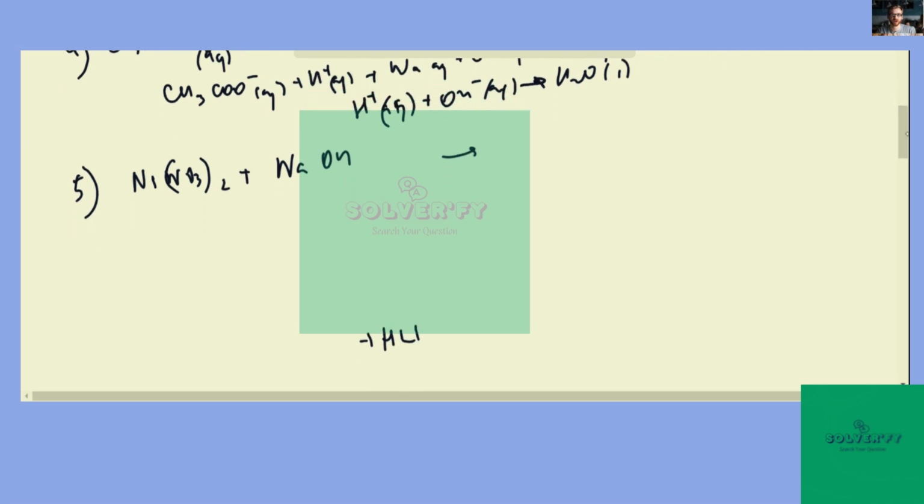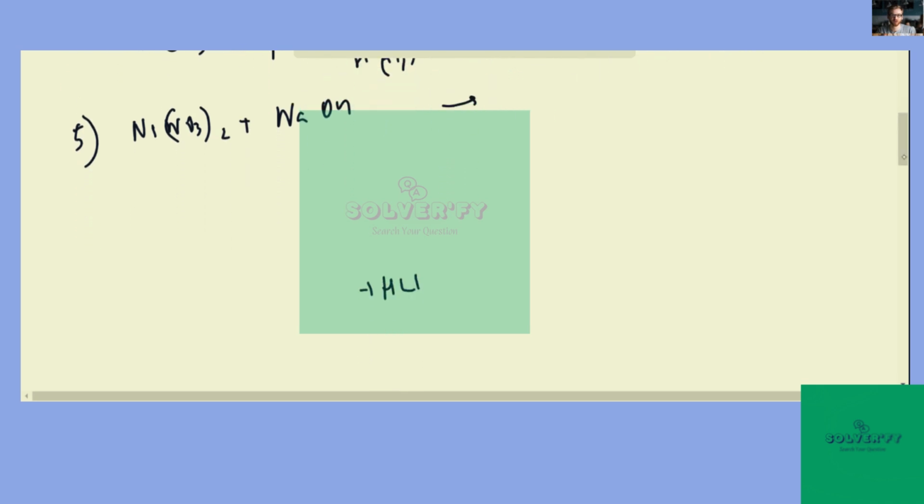And lastly, we have a reaction between HCl and the product of this reaction. So first we have to consider the reaction between nickel nitrate and sodium hydroxide. It forms sodium nitrate, which is soluble, and solid nickel hydroxide.